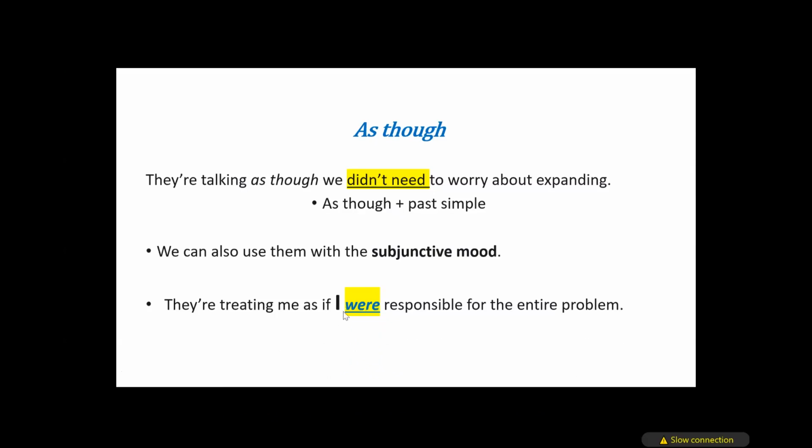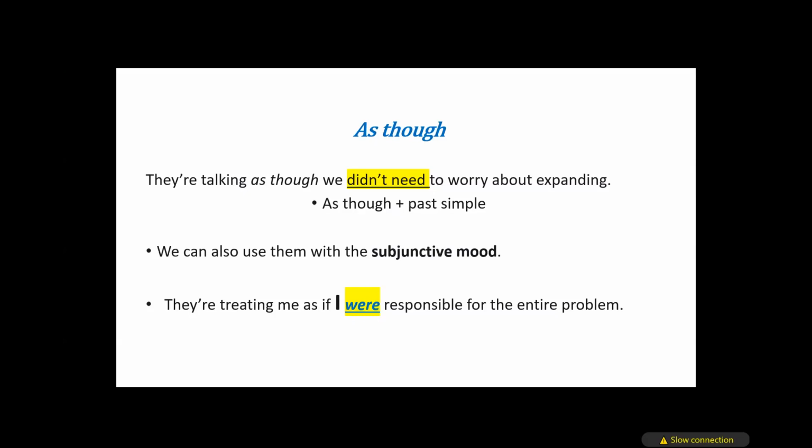ناخد بالنا من I subjunctive، بتكلم عن نفسي هنا بشكل افتراضي عمره ما هيتحقق. as if I were responsible. طبعا المفروض I بيجي بعدها was، لكن هنا بستخدم were لأن هي subjunctive، حاجة افتراضية وعمرها ما هتتحقق. as if I were responsible for the entire problem.